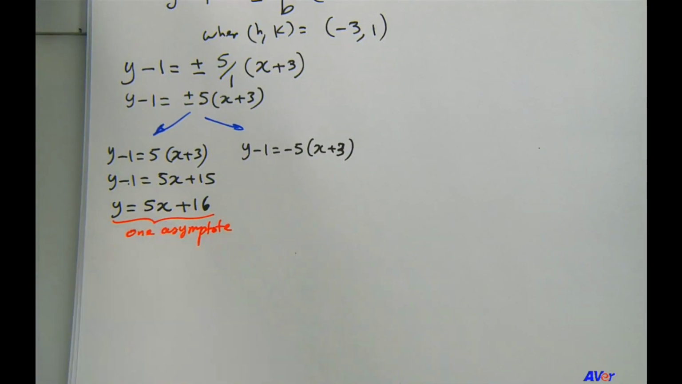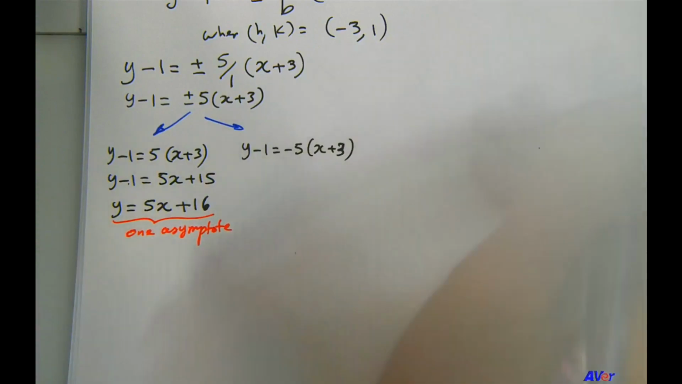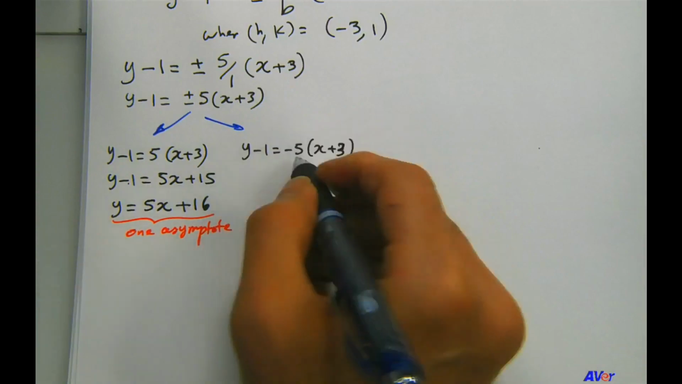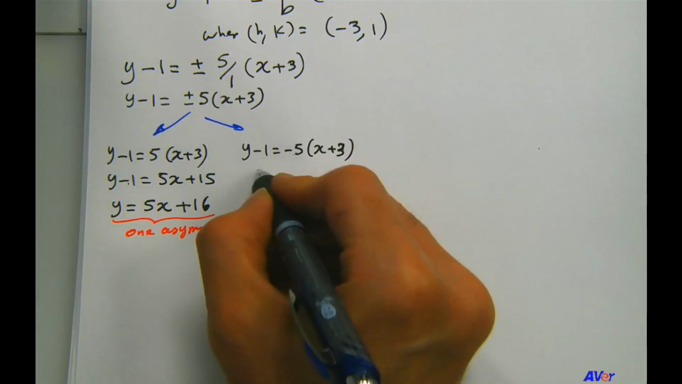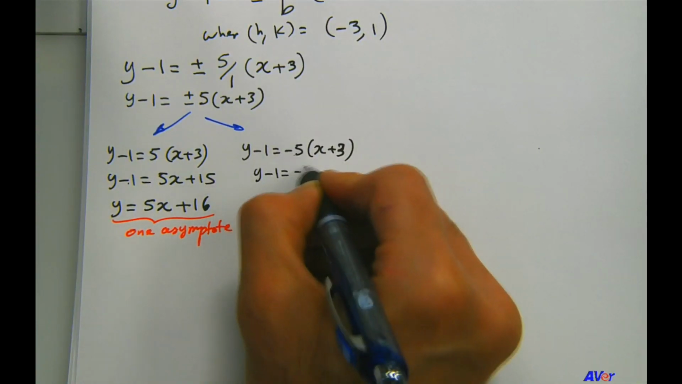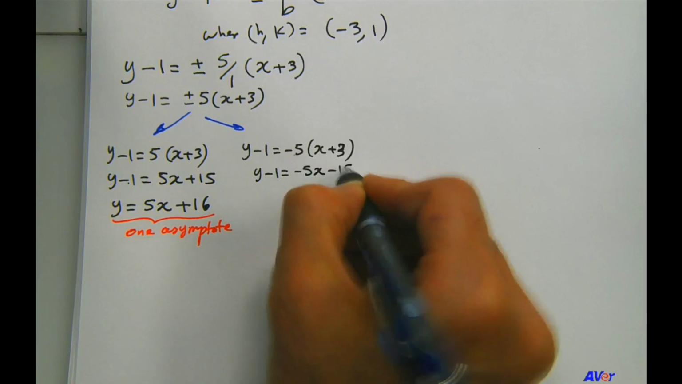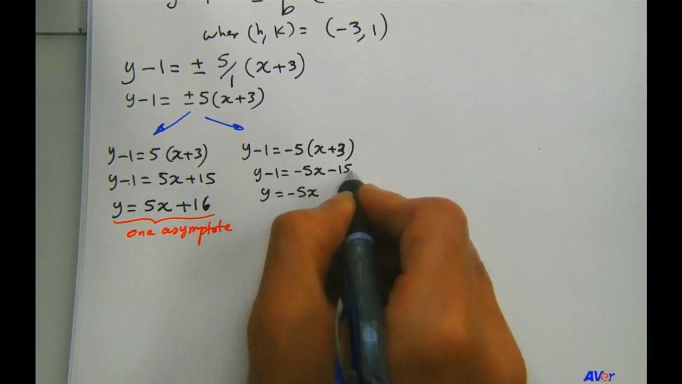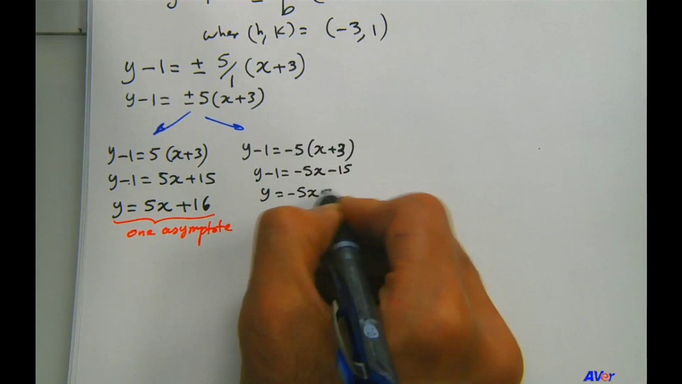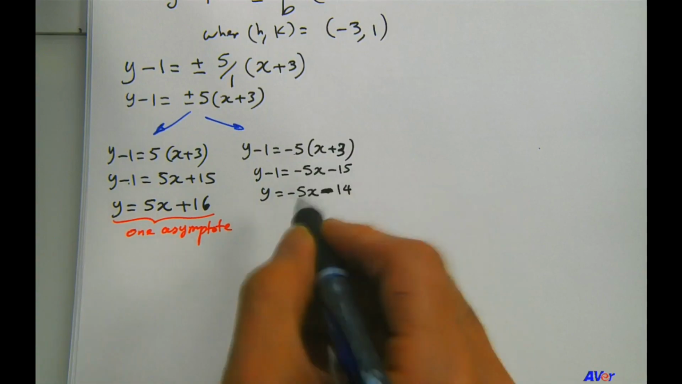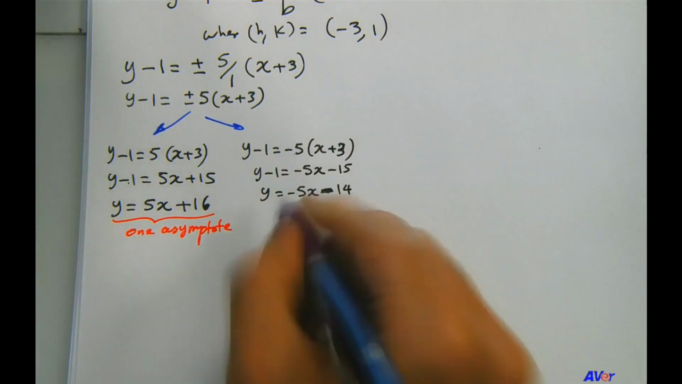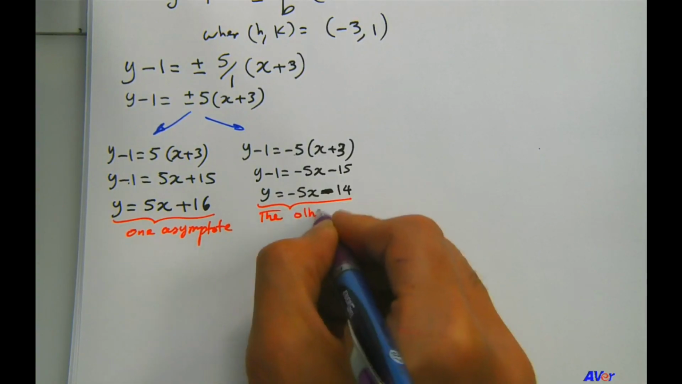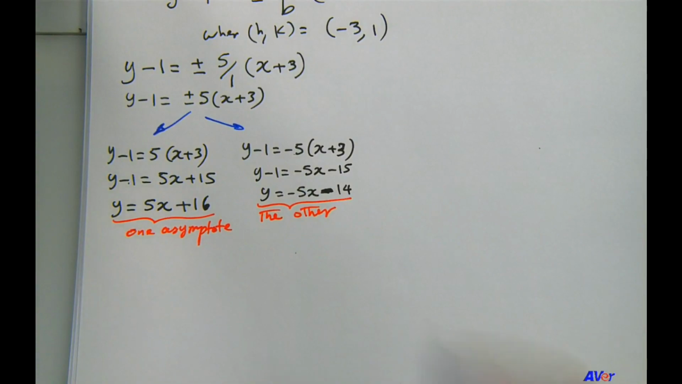That's the one that is sloping uphill, right? Increasing. And that one should have a negative slope. And it will have, right? So y minus 1 equals minus 5x minus 15. And then y equals minus 5x. Move this to the other side, you get minus 14. And this is the other asymptote.